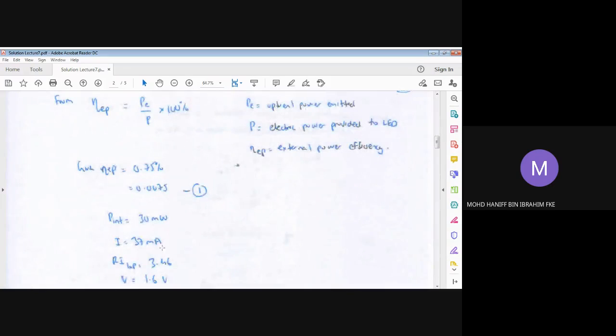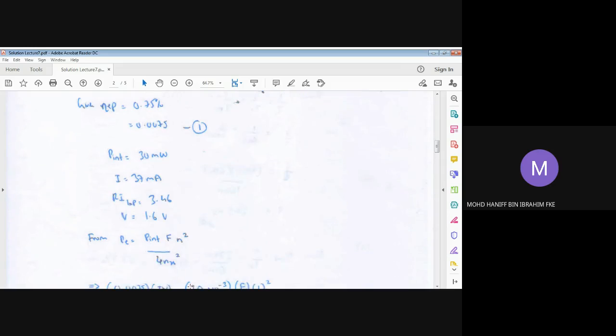The current provided is 37 milliampere. The refractive index of indium phosphide is 3.46, and the voltage is 1.6 volt. From this information, we can calculate P. P is very straightforward, I times V. Whereas PE can also be calculated partly because we have the P in value here. This is the PE, and it can be calculated based on this equation here.